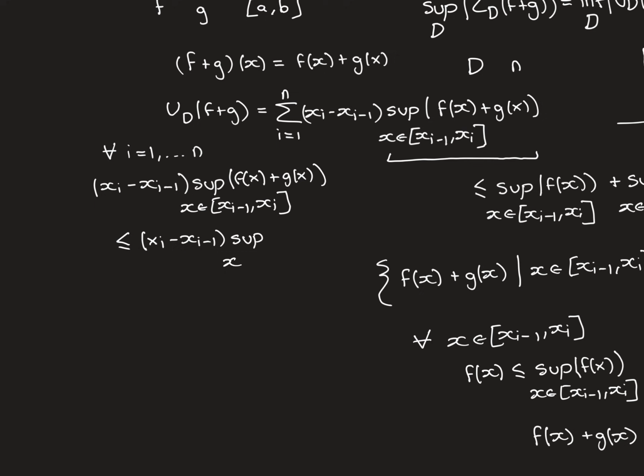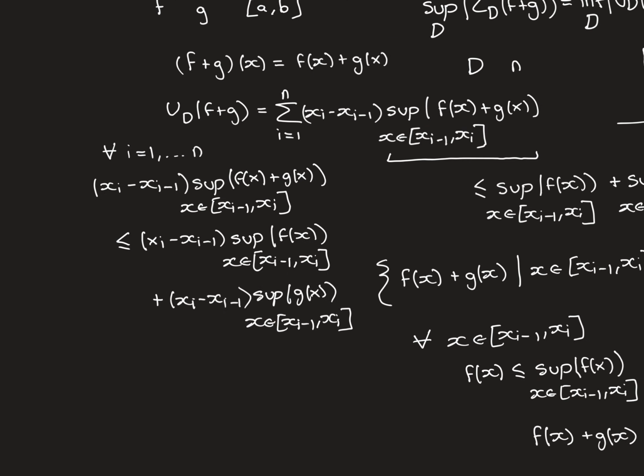So times, and that's going to be this bit here. The supremum, x an element of xi minus 1 to xi, of f of x plus xi minus xi minus 1 times the supremum of g of x, where x is an element of the interval xi minus 1 to xi. So for every single one of those bits that we've cut the original interval into, so from i equal to 1 to n for our dissection D, this inequality holds true.